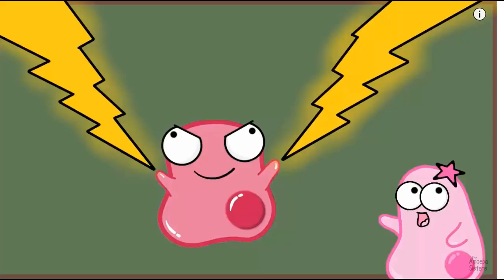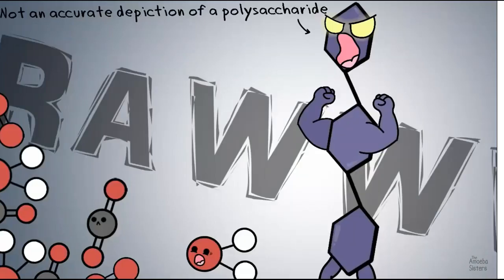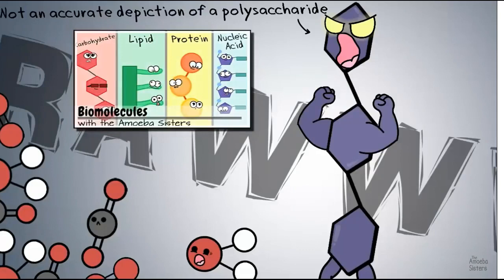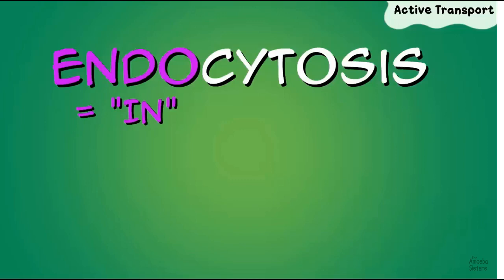There are other times a cell needs to exert energy for transport. We're still in active transport right now, but let's say a cell needs a very large molecule. Let's say a big polysaccharide. If you check out our biomolecule video, that's a large carbohydrate. Well, you may need the cell to fuse with the molecules it's taking in order to bring it inside. And this is called endocytosis.